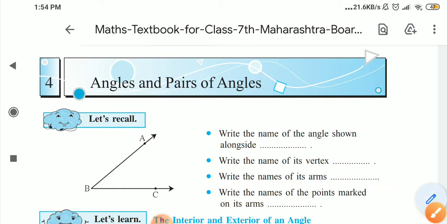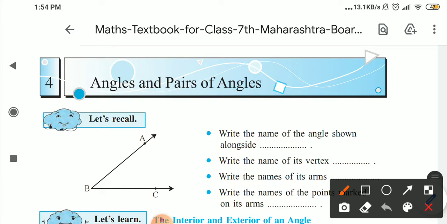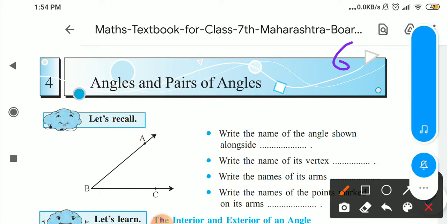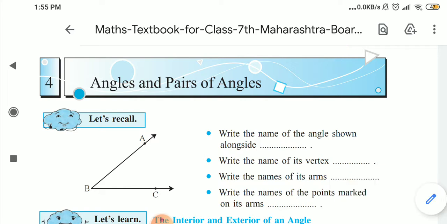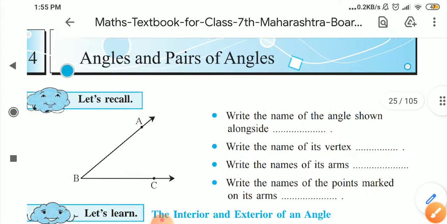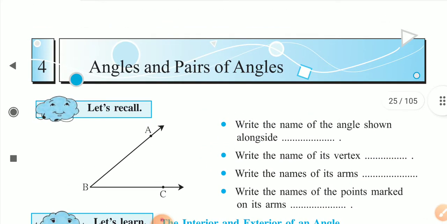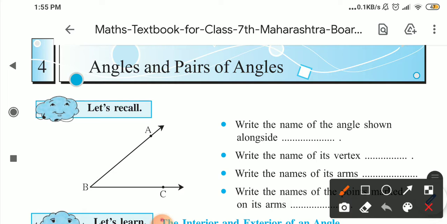There are different types of angles we saw in standard sixth. Which are those angles? Zero angle, acute angle, obtuse angle, straight angle, reflex angle, and complete angle. There are different types of angles, and these types depend upon the measure of the angles. So that is the previous knowledge about angles.